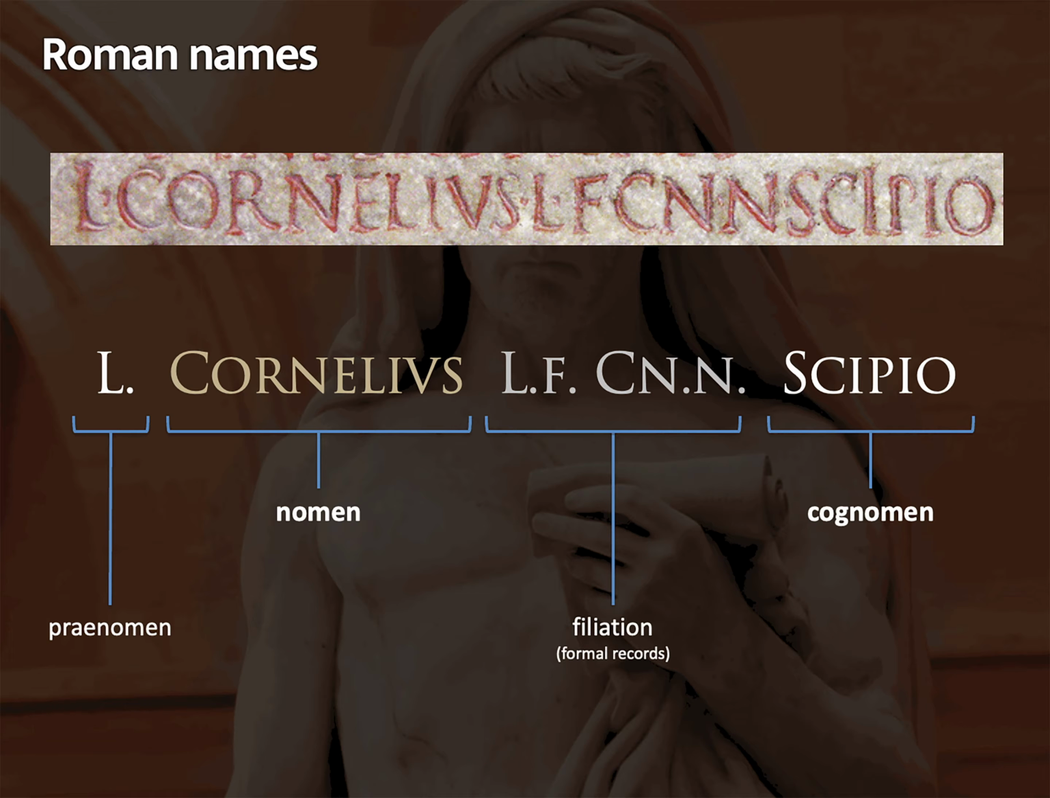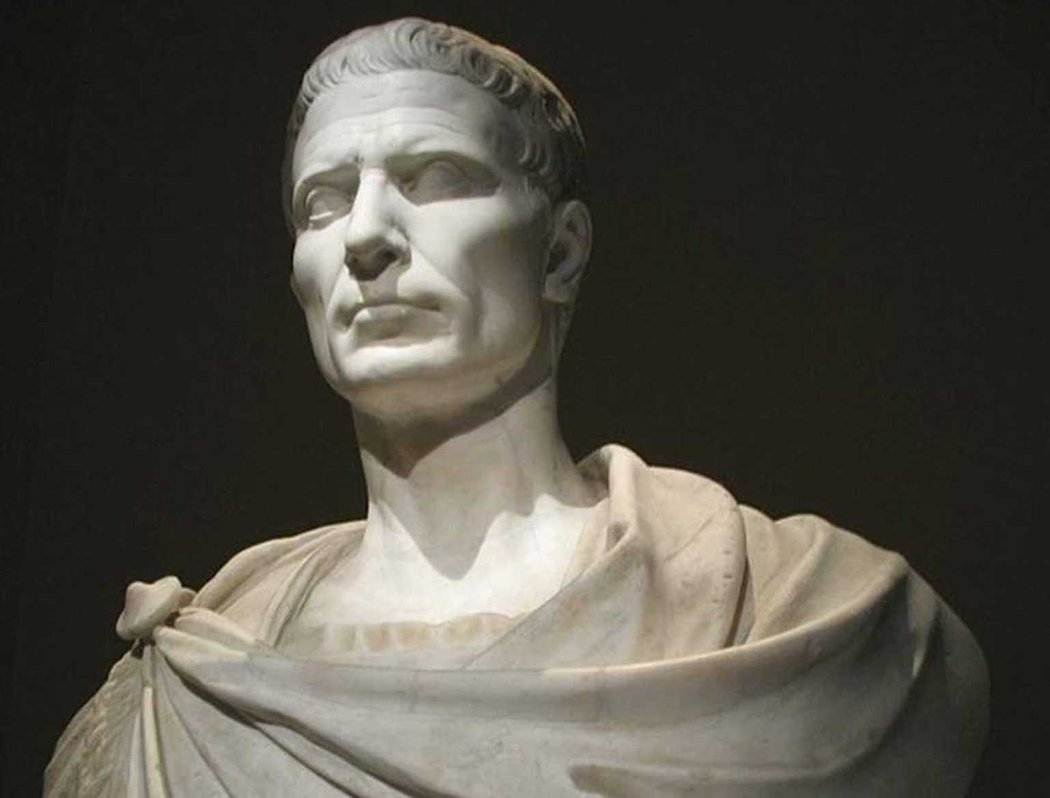So, for example, Scipio, as we see here, just means a walking stick. At some point in the family tree of this man, Lucius Cornelius Scipio, there was a member of this family who was distinguished by being the Cornelius who walks with a cane. One of the most famous Roman individuals that you might potentially have heard of, Julius Caesar. His actual name is Gaius Julius Caesar. Caesar means hairy. The hairy guy is the one that I'm talking about.